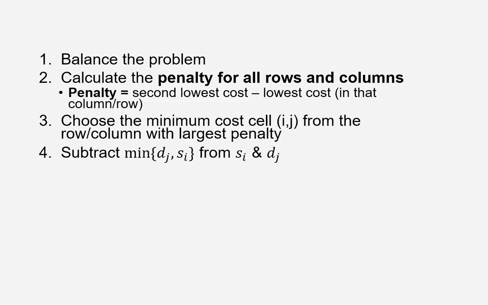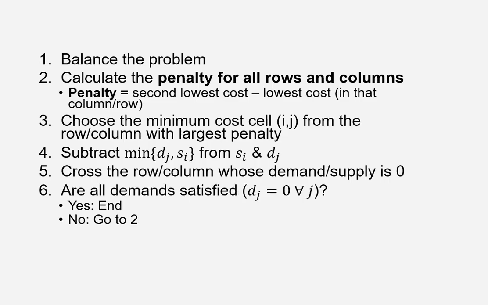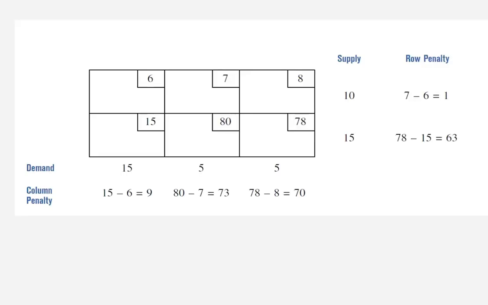The reason it does that is similar to the simplex, where in simplex we would go with the most negative cell on the last row. Subtract that value, same as before, and cross the row or column whose demand or supply is 0. Are you done with satisfying all demand? No, go back. Again, calculate the penalty and so forth.